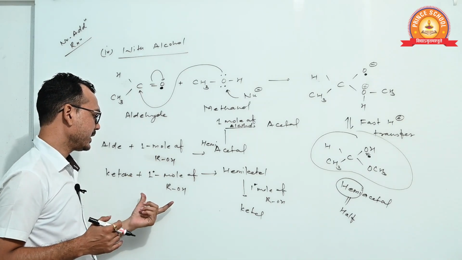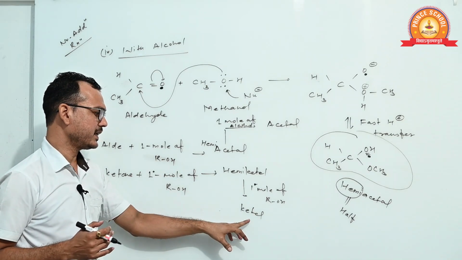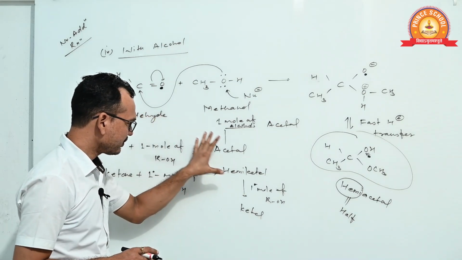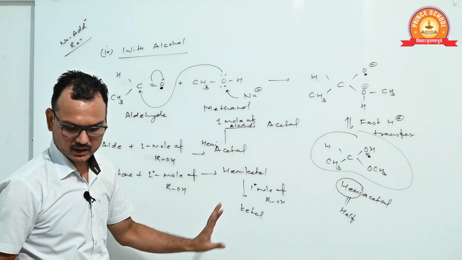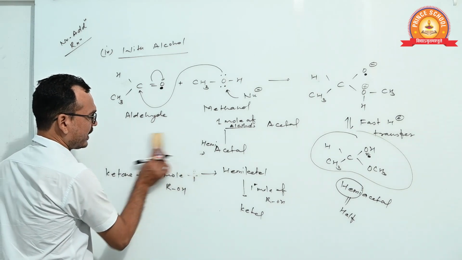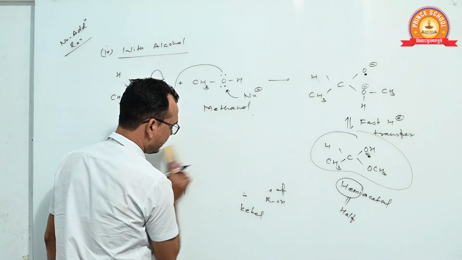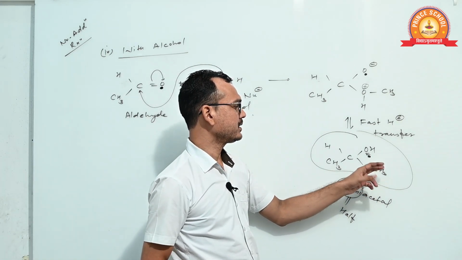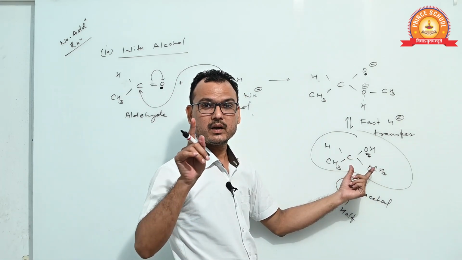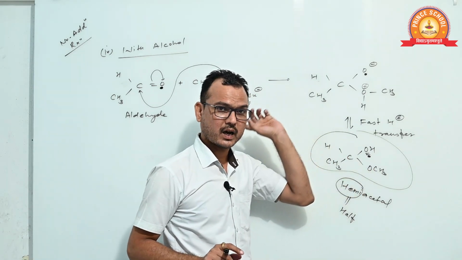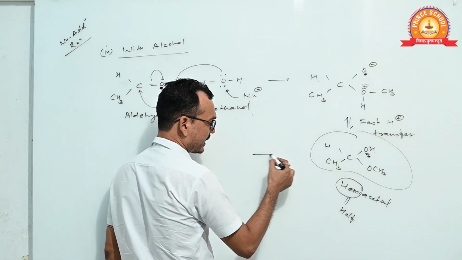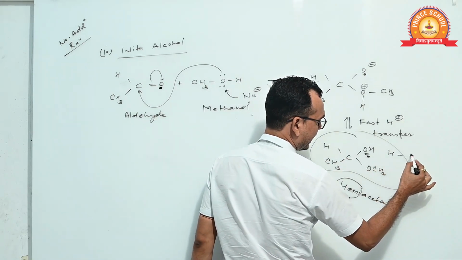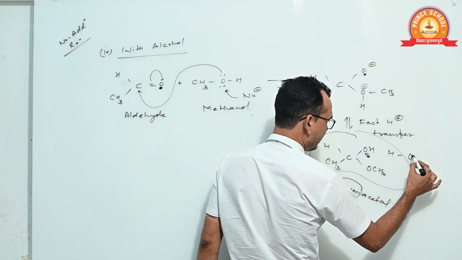When ketone reacts with 2 moles of alcohol, then it gives the ketal. It means aldehyde forms the acetal and ketone forms the ketal. Clear? And what is the story of hemiacetal and acetal? Hemiacetal means the forming compound has the oxygen of the carbonyl group. Then again the hemiacetal reacts with alcohol, the second mole of alcohol.